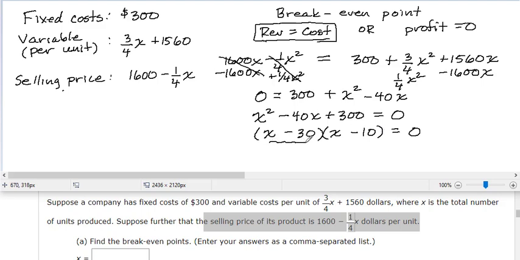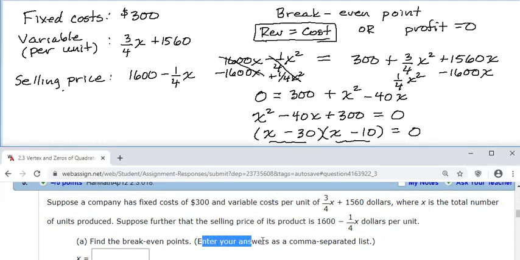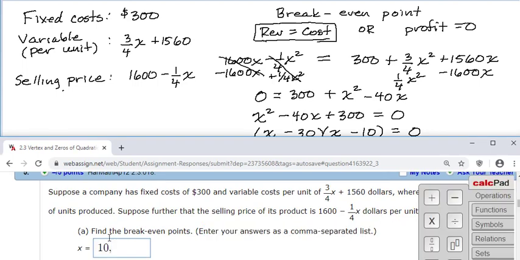Then either x minus 30 has to be 0, so x would be 30, or x minus 10 would have to be 0, so x would be 10. I have 2 break-even points, and it says enter your answers as a comma-separated list, 10 and 30.